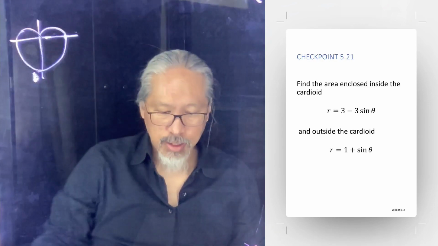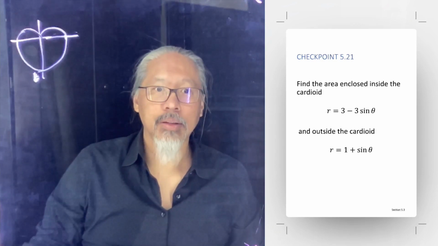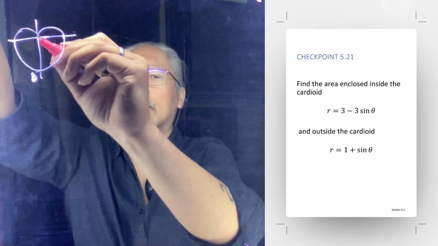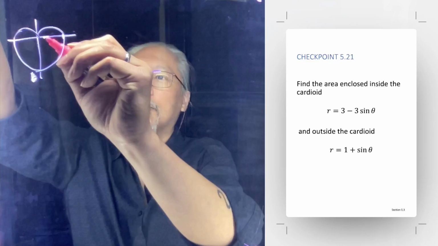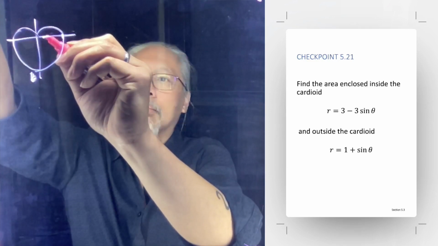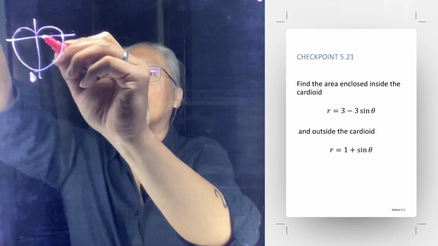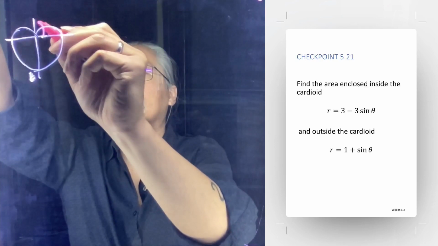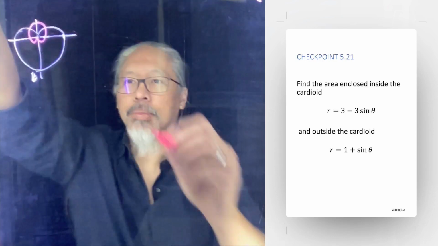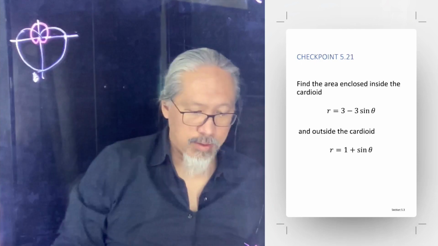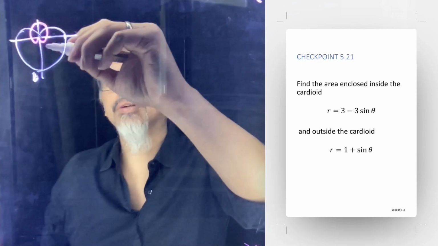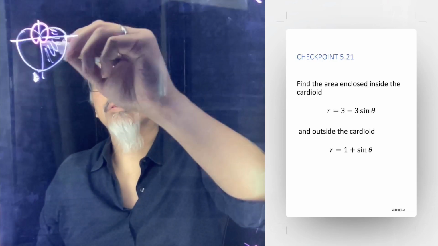And then the other cardioid is a plus, so it's going to be an upside down cardioid. It starts off at 1, gets bigger, goes to 2, and then comes back down. All right, so those are our two cardioids. We want to be inside of this one and outside of the other one.